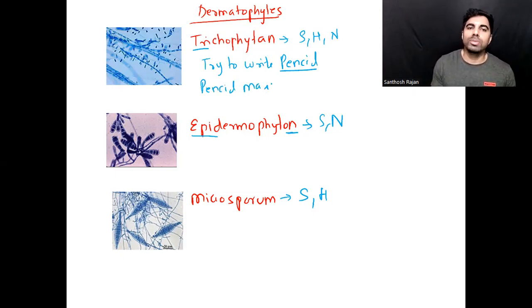Pencil shaped macroconidia. If the pencil shaped macroconidia, that is, this picture comes, then that is your Trichophyton. This question will be asked, okay? Trichophyton. Yeah, look at this.